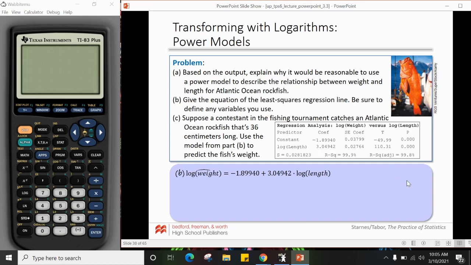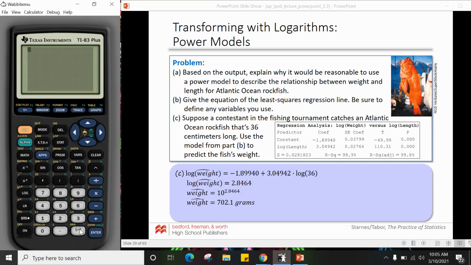And now I want to test that same 36 centimeter long that we've been looking at. And if I plug 36 in, you might be wondering how we got all this. Well, you could just plug this straight into your calculator to get it equals 2.846. If you want to see that, right, it would just be negative 1.89940 plus 3.04942 times log of 36. 2.846. So now I have log weight of 2.846.